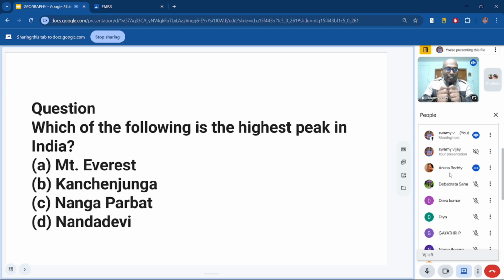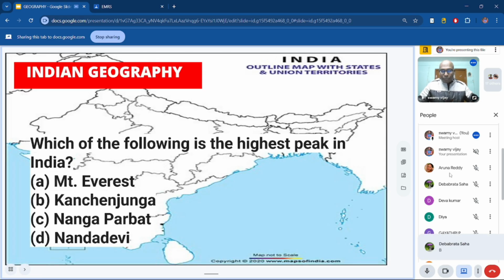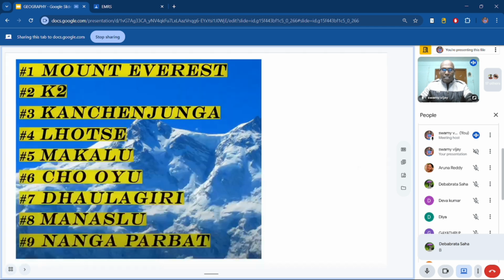Which of the following is the highest peak in India? Mount Everest is not located in India. It is located in Nepal. So it is K2 Godwin Austen or Kanchenjunga. Option B. The highest peak in India is Kanchenjunga. The pronunciation might be different from South India to North India. So it is option B.